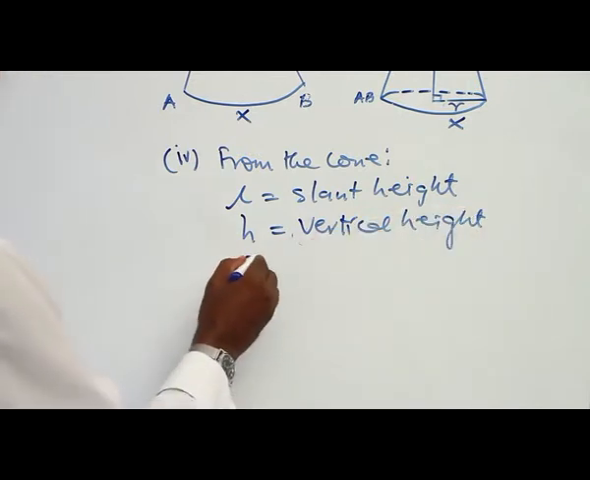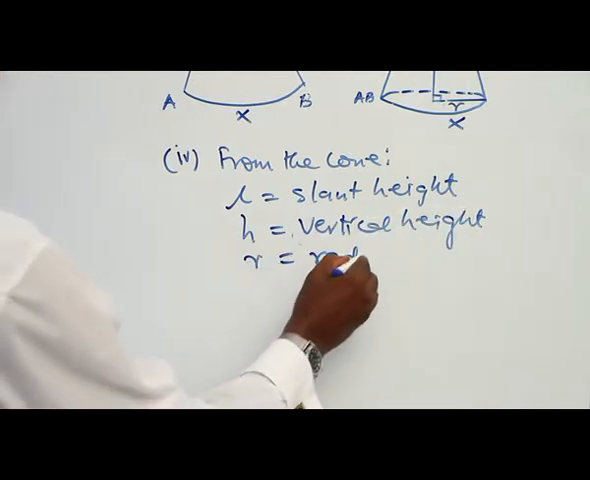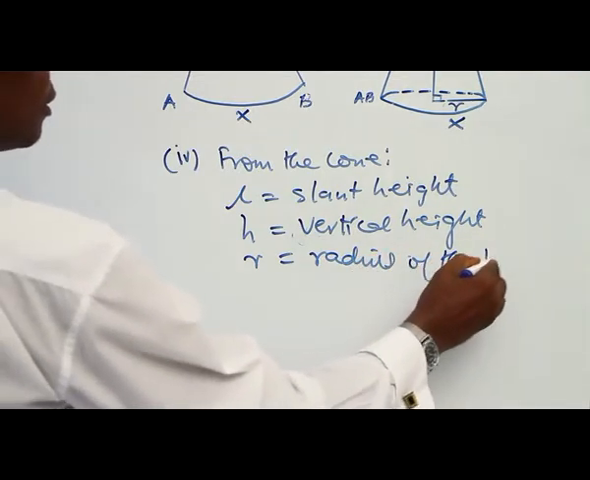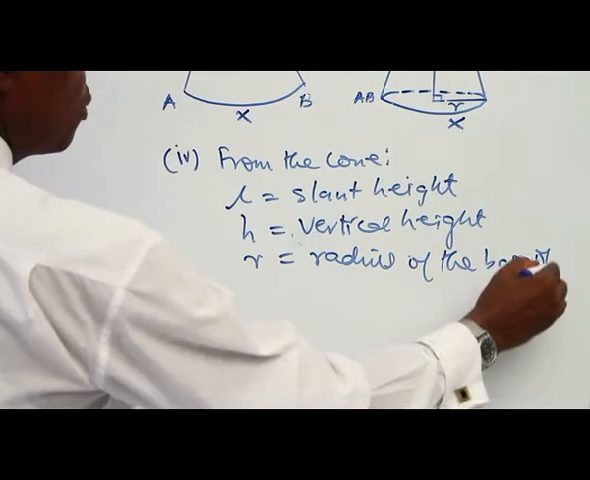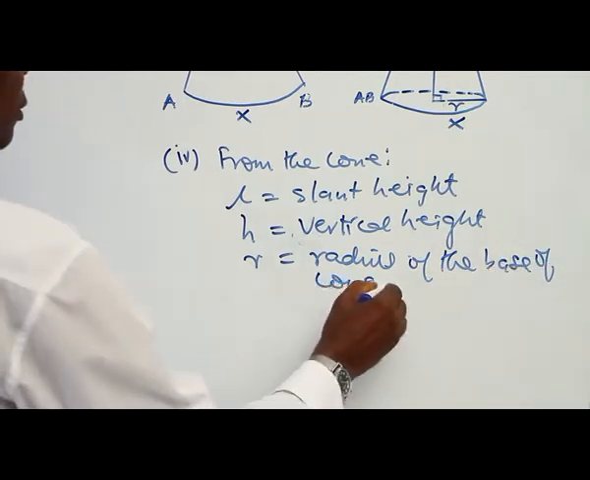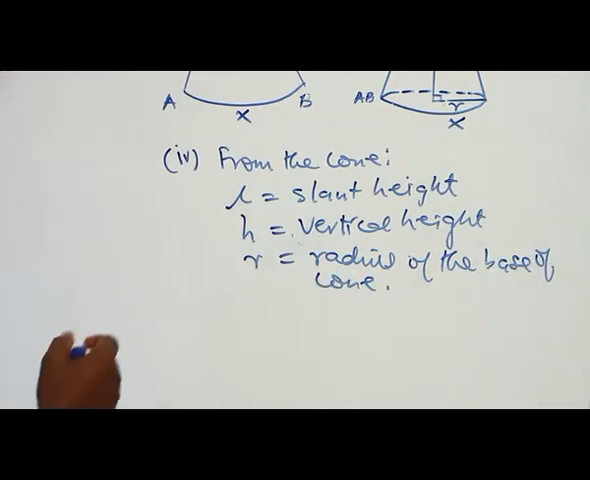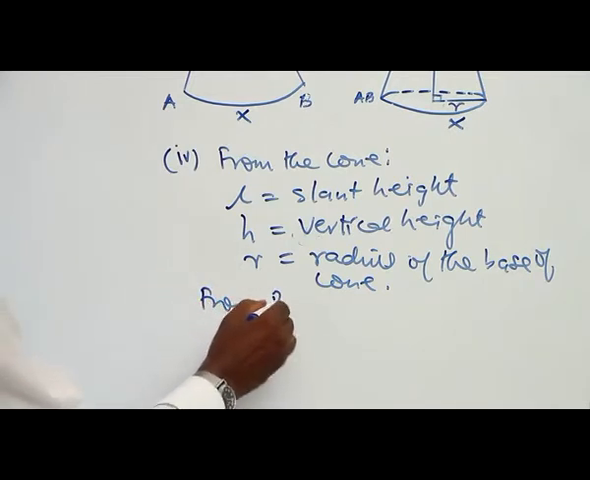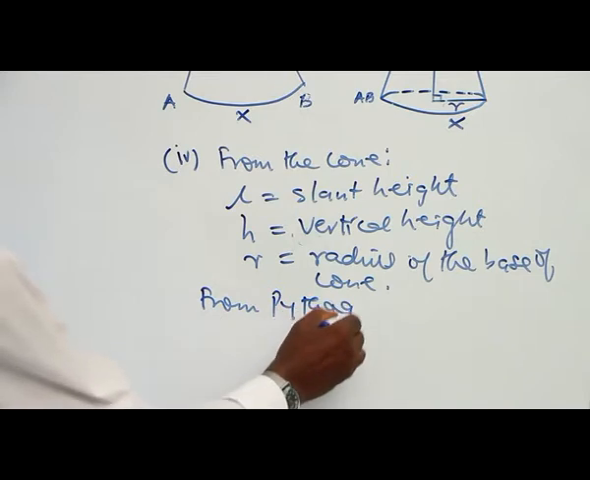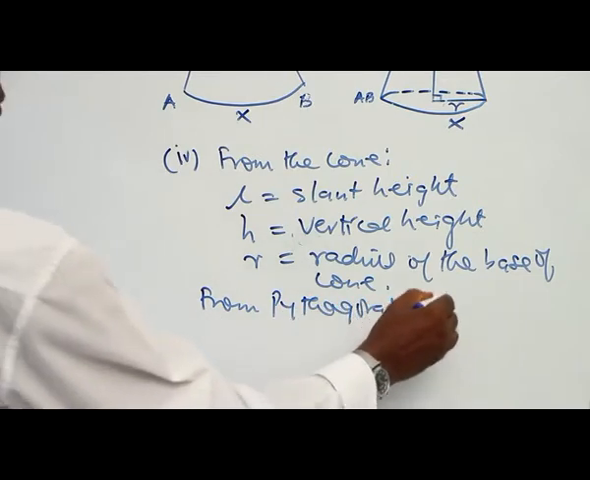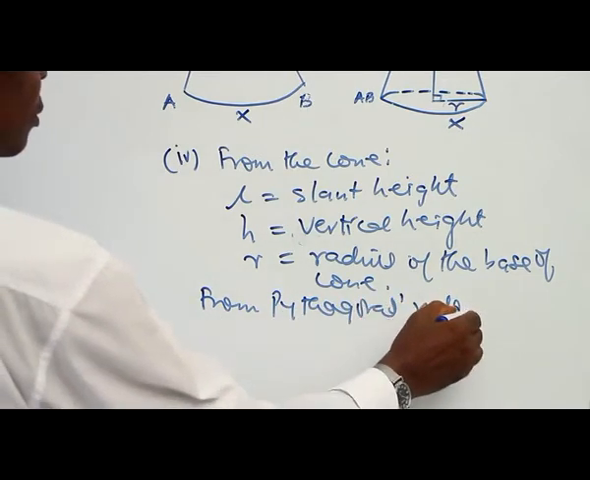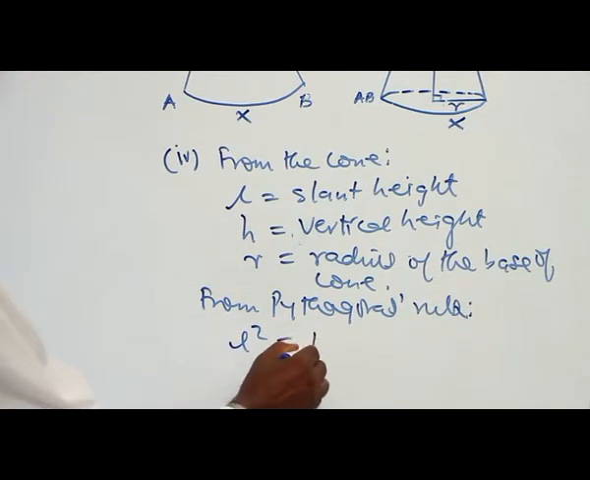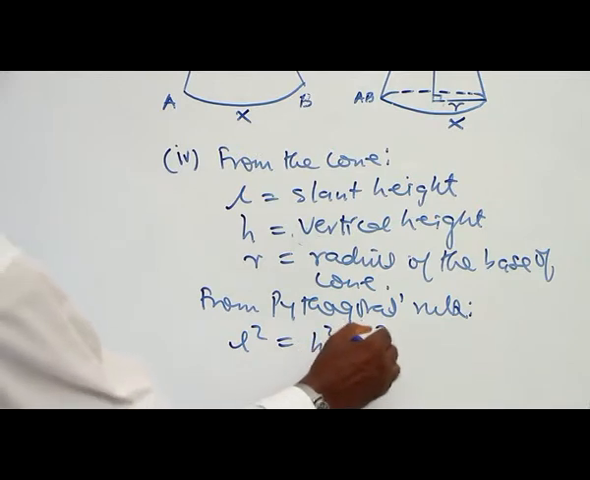And then you have r, the radius of the base of the cone. Alright, from Pythagoras' theorem, or rule, you have that your L squared is equal to A squared plus r squared.